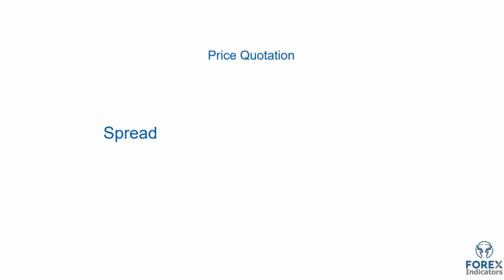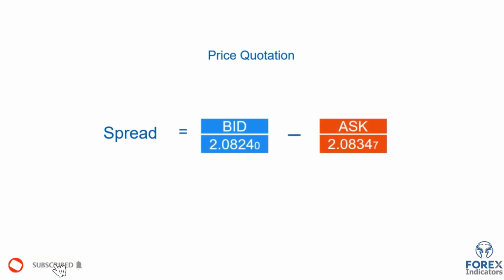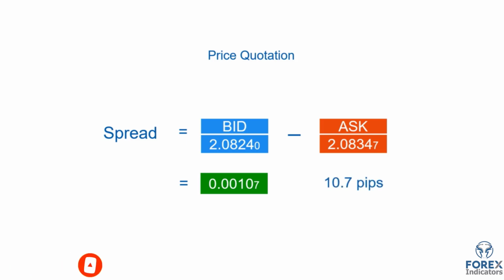Spread is calculated by taking the bid price and then subtracting the ask price. We can see that the difference between the bid and the ask is 0.00107. Now as traders, we don't want to use a number like this, so let's convert it back to how many pips it actually is. We can see here that the spread is 10.7 pips, but spreads these days are rarely this large.